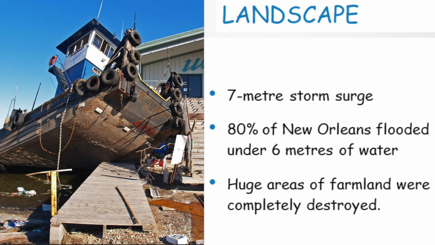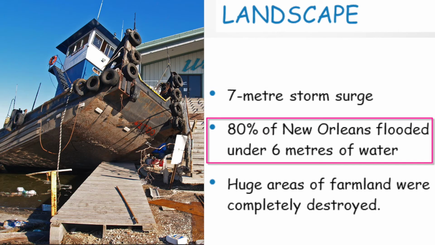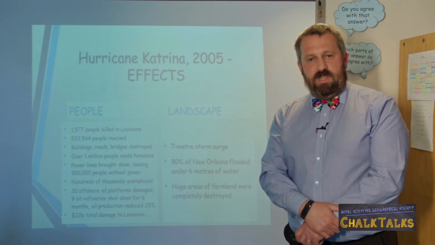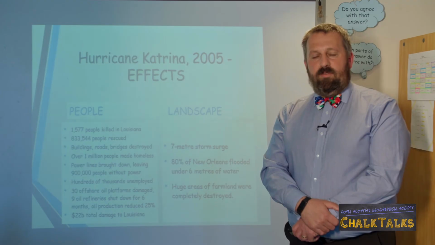As I've said, the main impact of Hurricane Katrina on the natural landscape was a 7-metre-high storm surge which swept inland along low-lying parts of the coast. Some 80% of New Orleans was flooded under 6 metres of water, partly as a result of the collapse of levees along the sides of the river Mississippi. Huge areas of farmland were also completely destroyed, making it very difficult to grow crops for some years into the future as a result of the salt that had been brought inland from the sea, which makes it very difficult to grow crops.